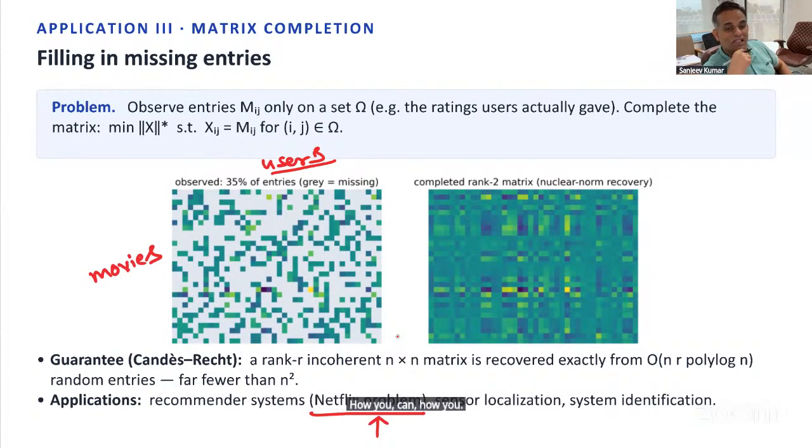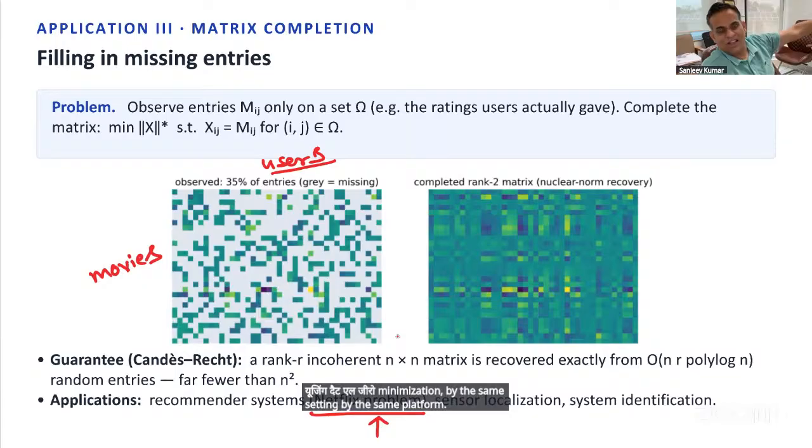How can you solve this problem? Many movies have not been seen by many of the users, and hence they didn't give a recommendation. So how do we complete this matrix using their recommendations? That again we can model as an L0 minimization problem, and using that L0 minimization, with the same setting and the same Matlab code, you can solve this particular problem also.